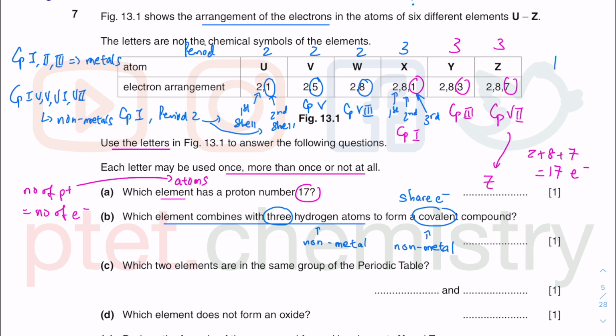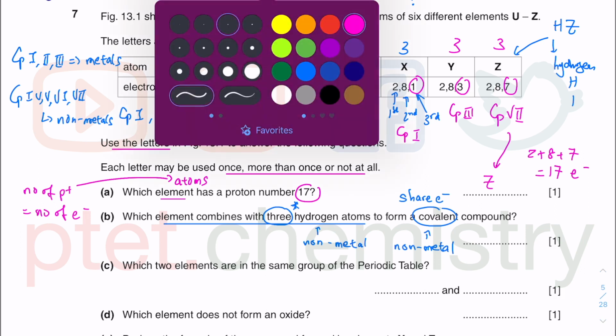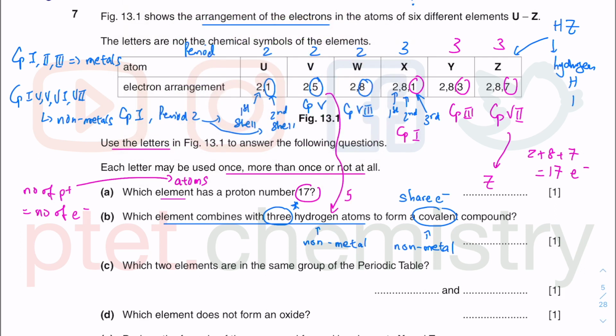If you can imagine hydrogen, the electronic configuration is in the first shell, first period, it only has 1 electron. It will share 1 electron. This one shares 1 electron. If you have hydrogen and Z, you will just get 1 H and 1 Z. But this one has 3 hydrogen atoms. So we are looking at this 5 there, because 5 needs to share 3 electrons, 1 from each hydrogen. So I share 3 hydrogens, therefore I share 3 electrons. That will give me 8 electrons in the outer shell.